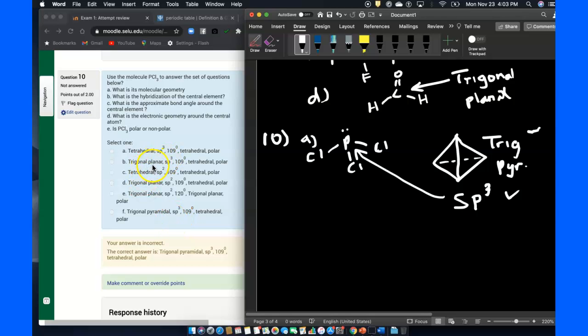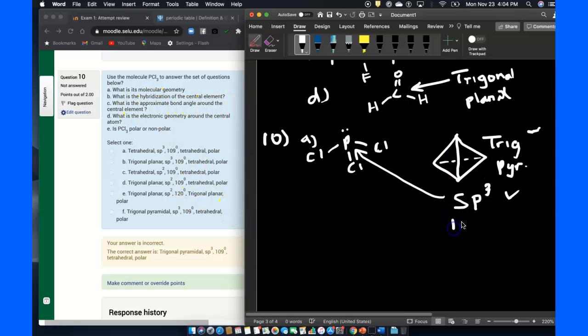Okay, here it says trigonal planar, so B is out. So the answer must be F. Just based on these two, trigonal pyramidal and sp3, by elimination, I can already say the answer is F. But let's continue. What's the approximate bond angle?